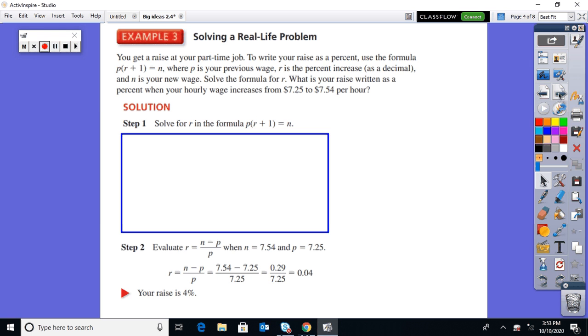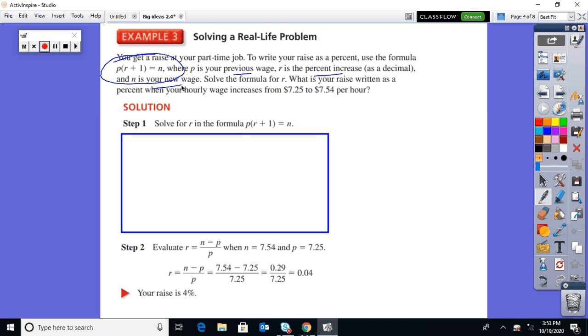All right, example 3. Sometimes in this section, they're going to work in some literal equations. A literal equation, when you get to Algebra 2, you'll solve a lot. It's just an equation with multiple variables like we see here. You get a raise at a part-time job. This is a good scenario here. Use the formula P times the quantity r plus 1 equals N. It defines your previous wage, percent, and your new wage. Solve the formula for r.